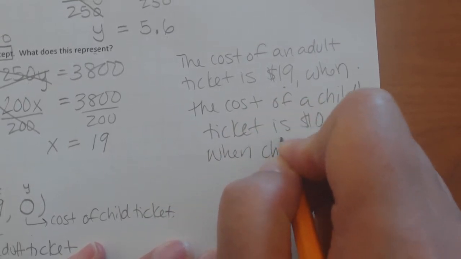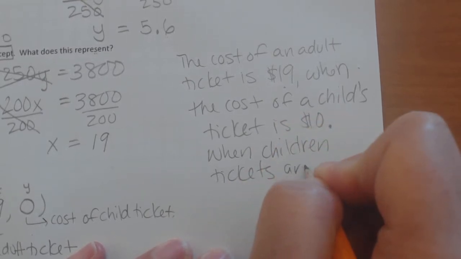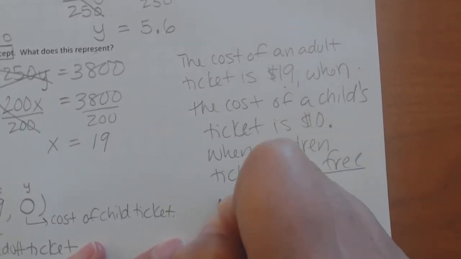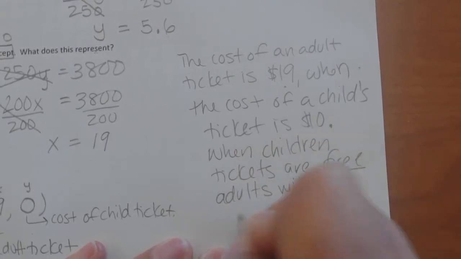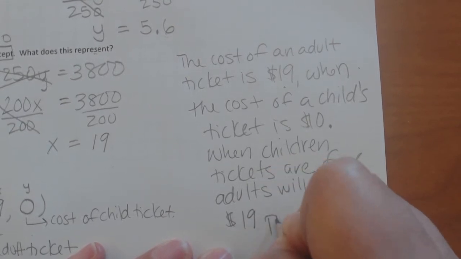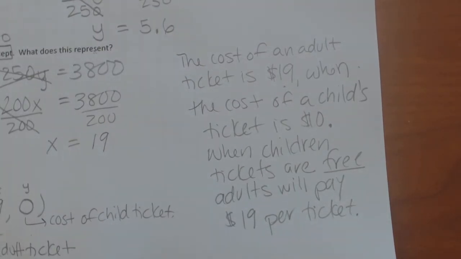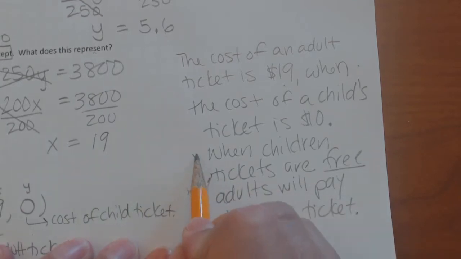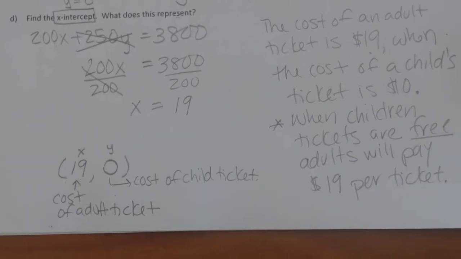When children tickets are free, adults will pay $19 per ticket. I love that because that's where your interpretation comes from. That's going to get you your 8 out of 8 on a formative or a summative or even your final coming up is really interpreting it, going that one extra step. And this is that one extra step in understanding. So this is my answer for part D.